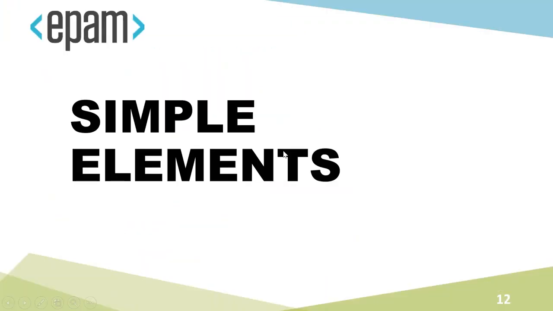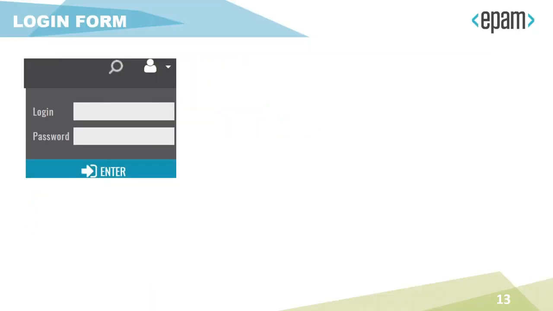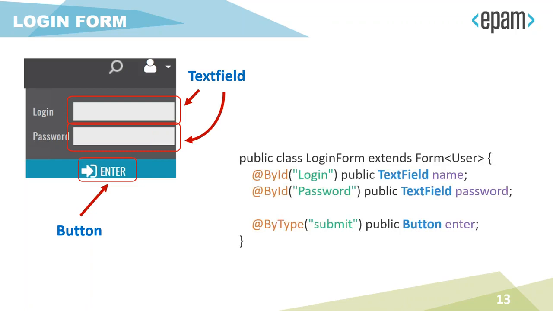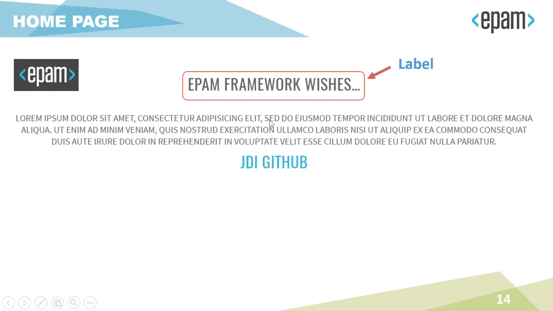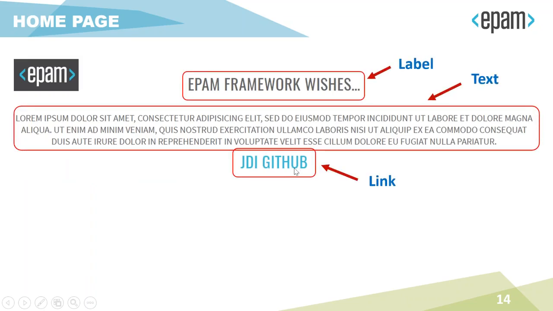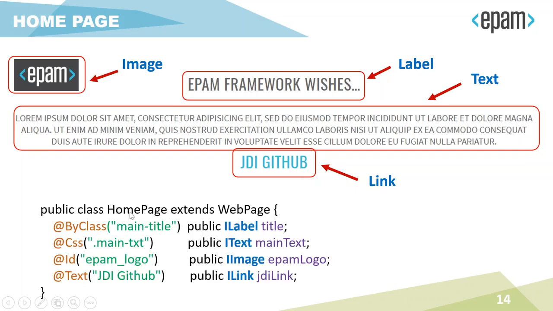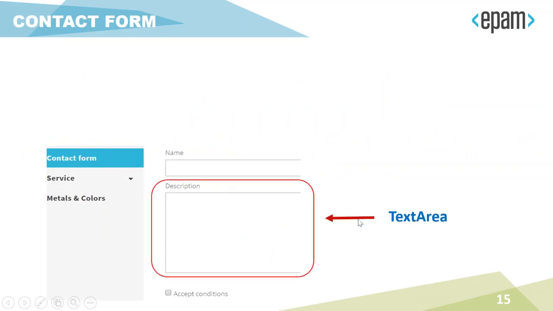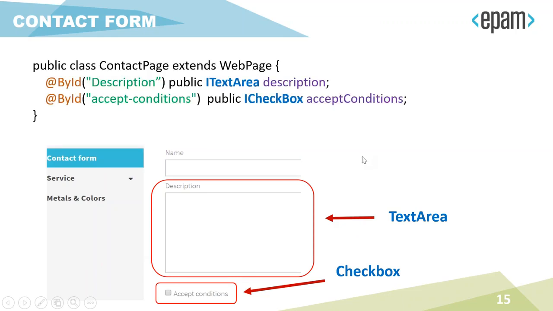So let's talk a little bit about elements and start from simple elements. What do we call simple elements? For example, these are text fields or buttons, like in this standard form, and this is the code for them. This can be a label, some text, or links or images, and this is the code for them. Generally, simple elements are elements that can be described with one locator. One more example: here you can see a text area and checkbox and code for them.